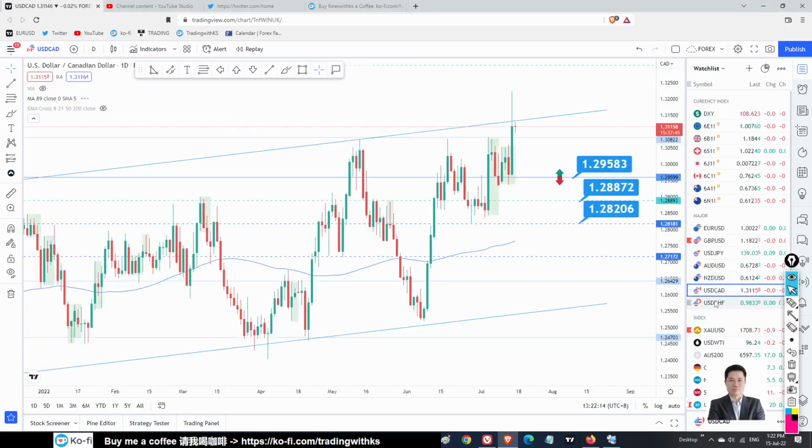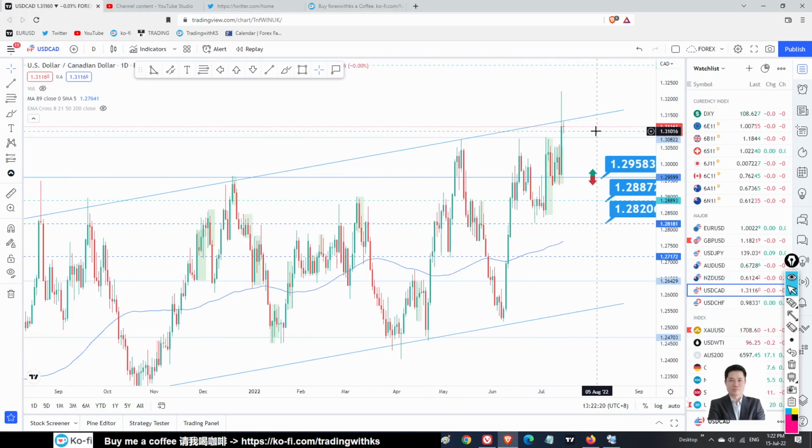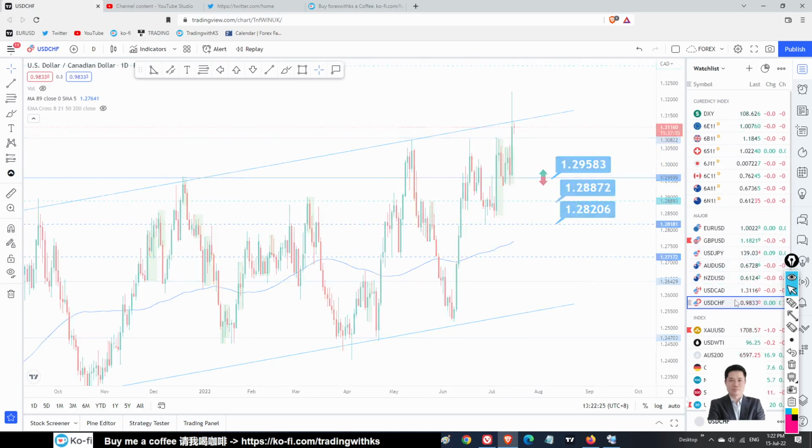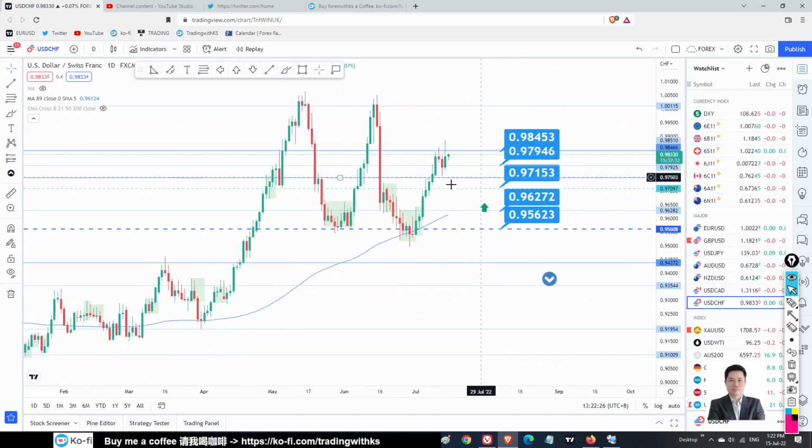So be careful, USDCAD. USDCAD also, price at top channel. So this one also, be careful, price at top channel. I think probably it will go sideways for a while, so it's not very good to trade. USD Swiss franc also starts to go sideways a bit between here and here.